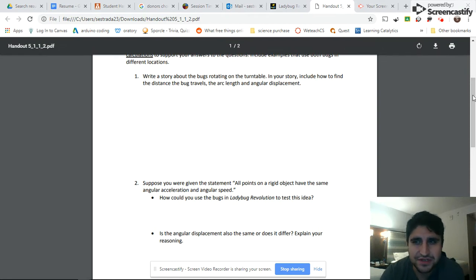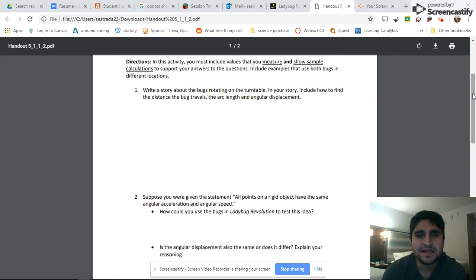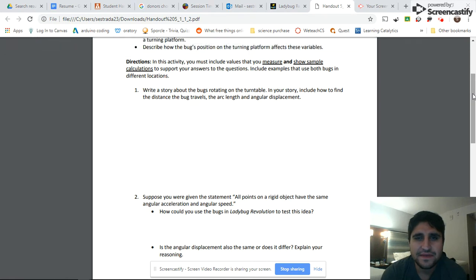So it says directions. In this activity, you must include values that you measure and show example calculations to support your answers to the questions. Include examples that use both bugs in different locations.